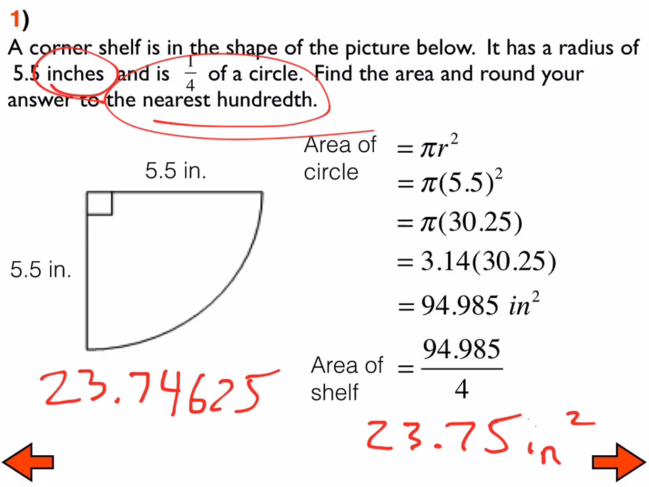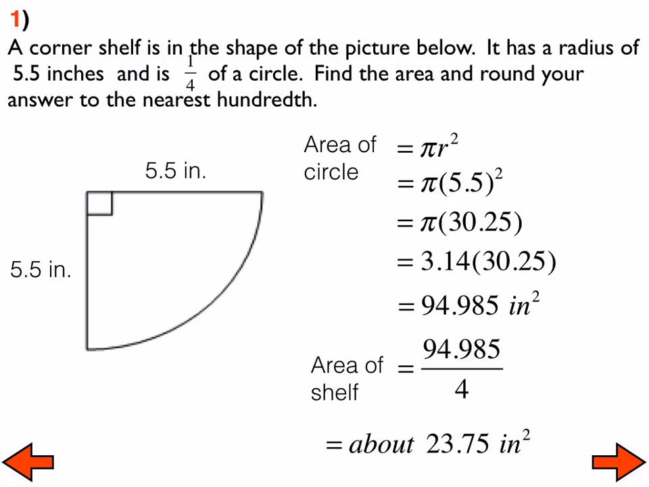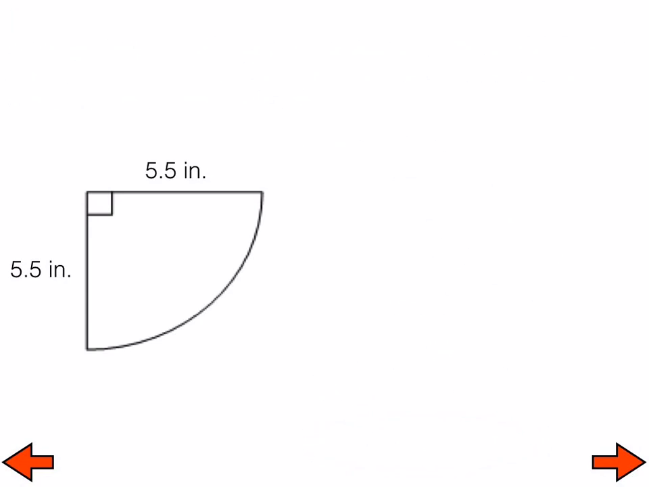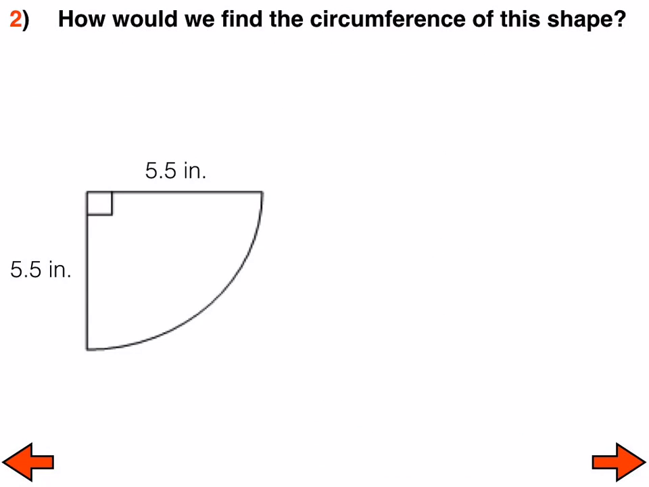So how would we go about that? Let me go ahead and take this off here and finish this. So how are we going to find the distance around that shape? How are we going to do that? Okay, so what's the diameter? Okay, the diameter is 11.